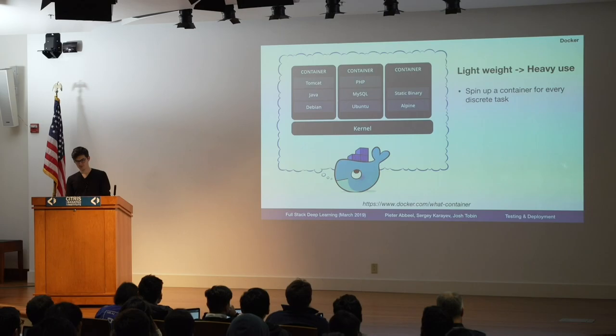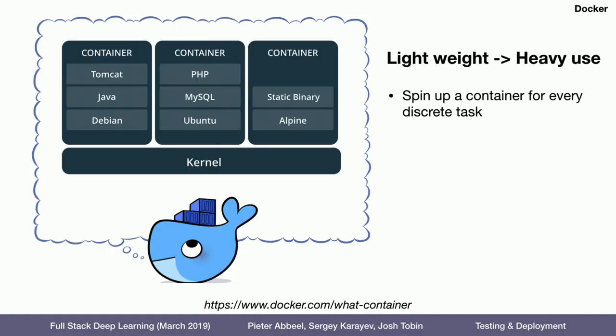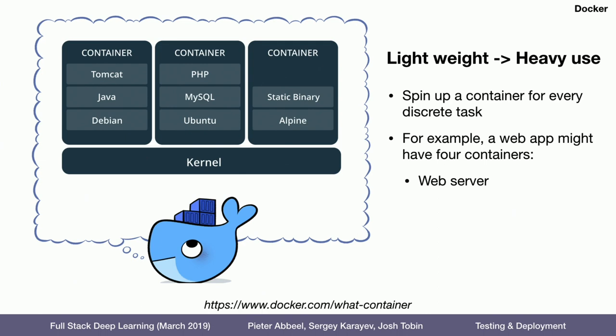And because it's so easy to do that, you can essentially spin up a container for every discrete task. For example, you might be developing a web application and you might want four containers. One container for the web server, let's say just PHP, to keep it simple. One container for the database, like MySQL. One container for the worker queue: when some kind of heavy request gets made to the web server, it doesn't execute it synchronously, it puts it on the job queue so that someone else can do it. And then one container for the worker that's going to be pulling from the queue, doing the jobs, and putting the results back into the database.